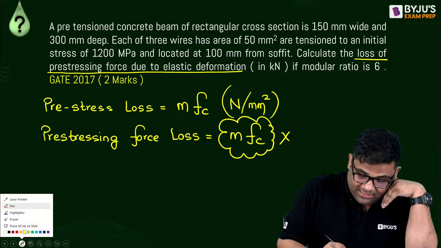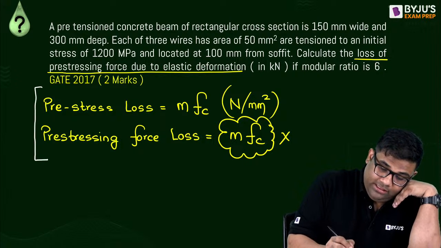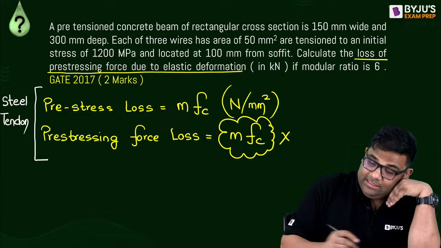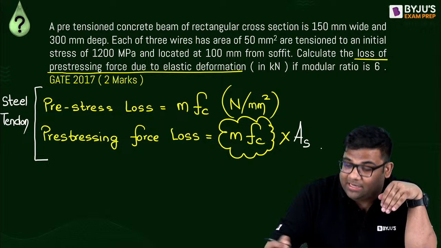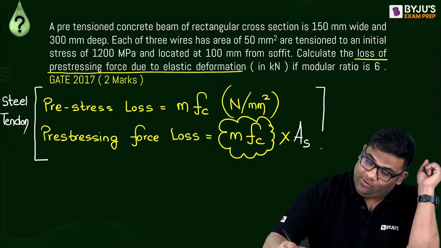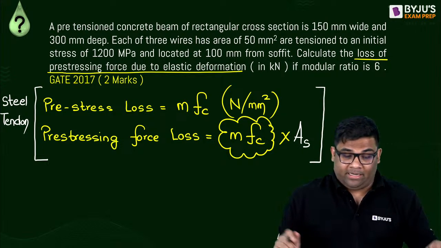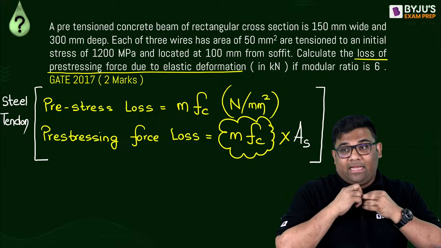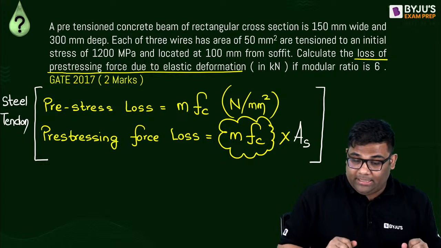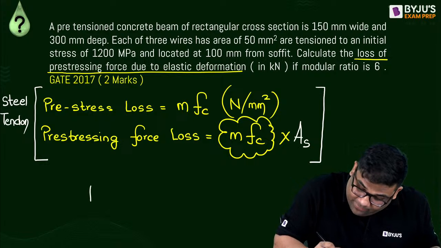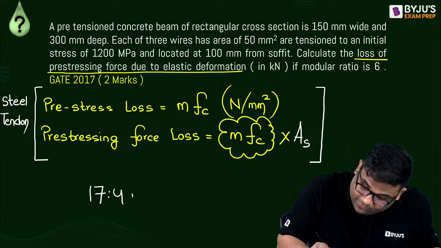Yes, you have to multiply the steel area because all these losses are happening where? In the steel or tendon or cable or wire. That is why you have to multiply the steel area. Okay, very good. So you will solve this question yourself. I am giving you time, I will take a break by that time, so please solve this question. I will give you time till 17:40.